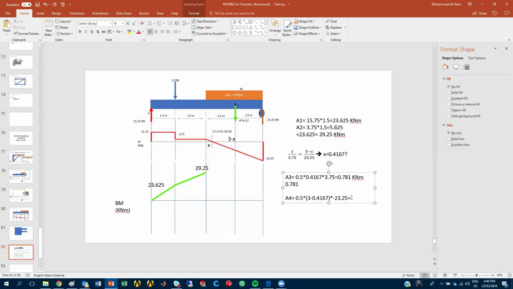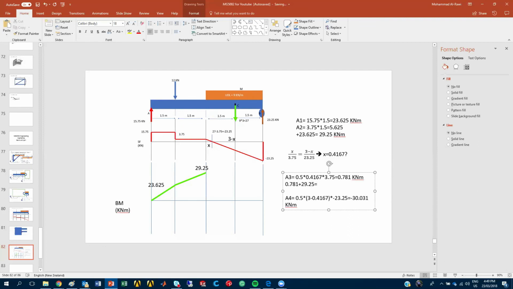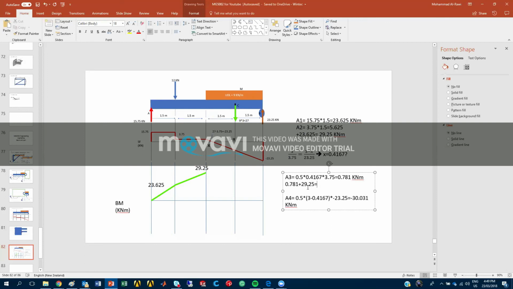Good. Now, see the magic. You get me area 4 minus 30.031 kilonewton meters. Now, 0.781 plus the last area, which was 29.25. What's equal to this? So can you tell me the answer for this? It's equal to what? So 0.78 plus 29.25. What's the answer for this one? Should be a negative 30.031. See the magic? Do you see what we're doing?